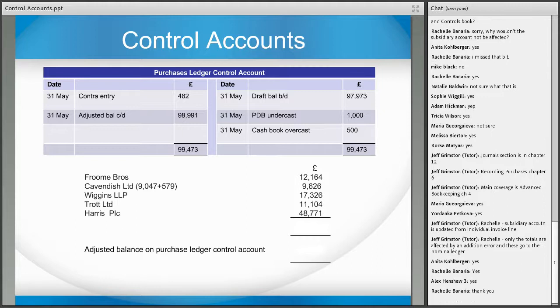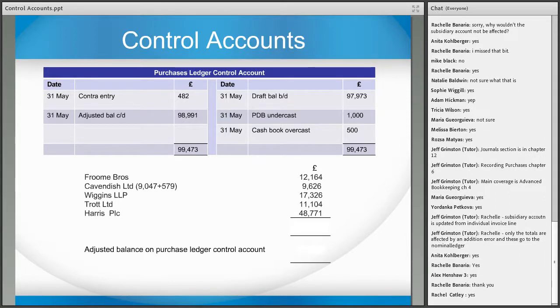Right, moving on. If we now pop these balances into the list of purchase ledger accounts, they're all the same with the exception of Cavendish Limited, where the original 9,047 needs that missing purchase invoice of 579 adding on, which gives us a balance of 98,991, as is the adjusted balance carried down on the purchase ledger control account. So we've now reconciled the two.